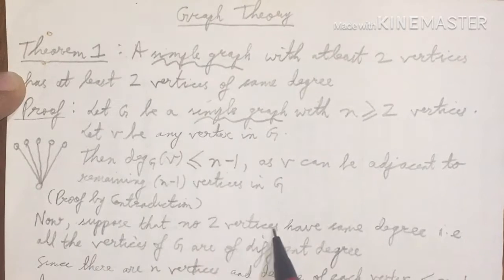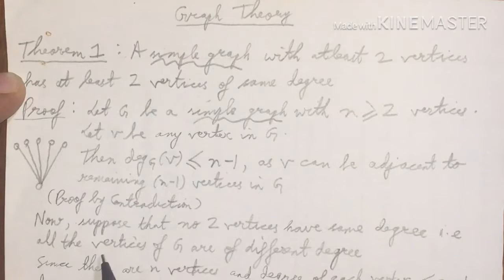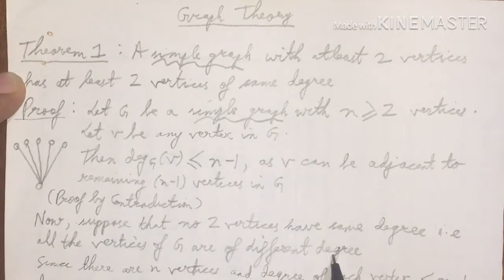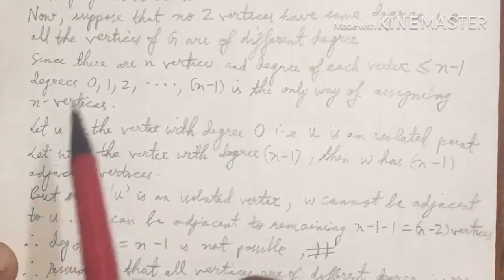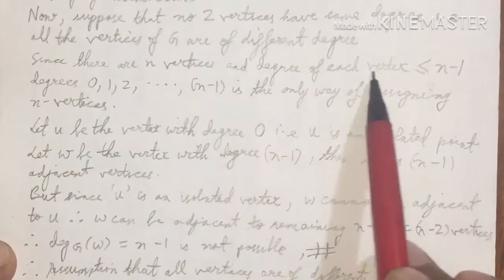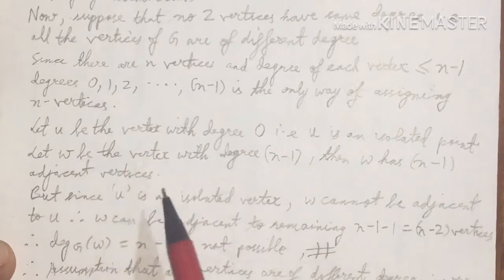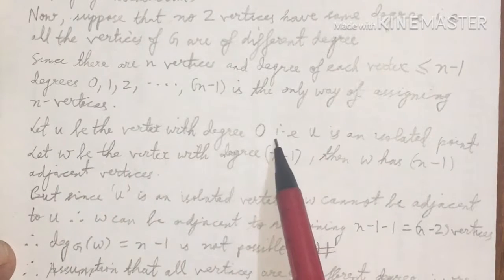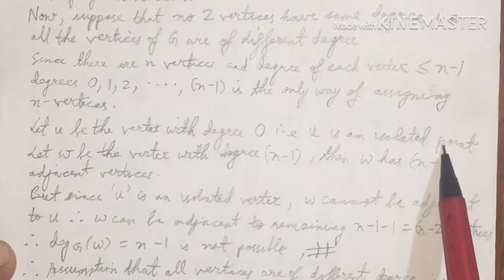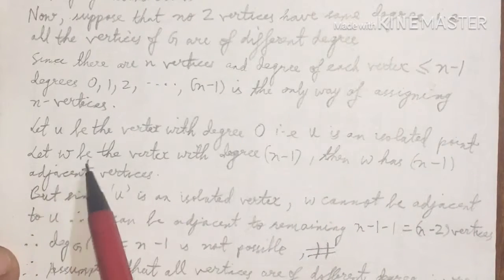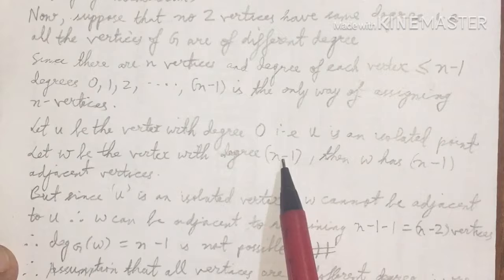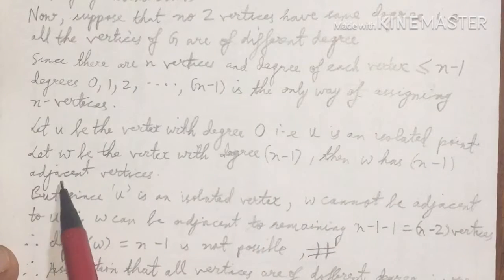Now suppose that no two vertices have the same degree, that is, all the vertices of G are of different degrees. Since there are n vertices and the degree of each vertex is less than or equal to n minus 1, the degrees 0, 1, 2 up till n minus 1 is the only way of assigning n vertices. Let U be the vertex with degree 0, that is, U is an isolated point. Let W be the vertex with degree n minus 1, and W has n minus 1 adjacent vertices.